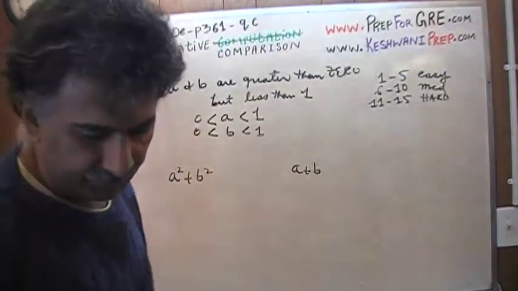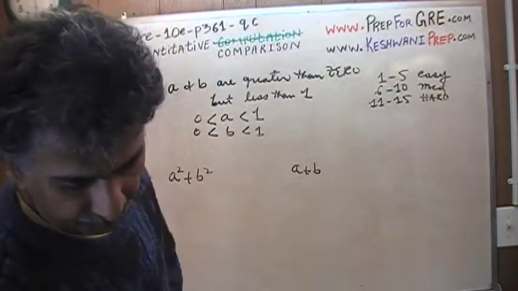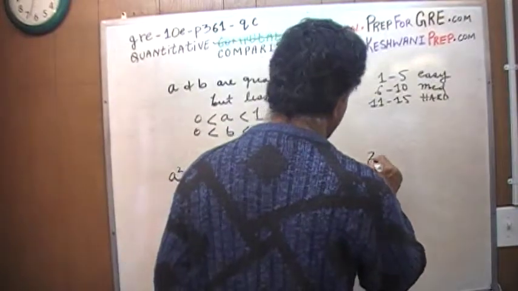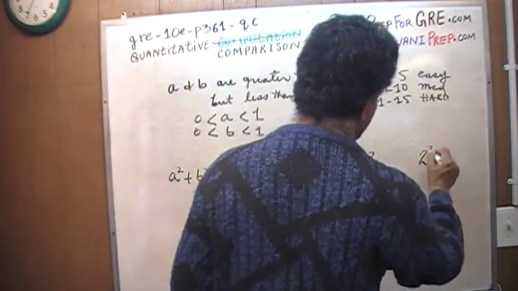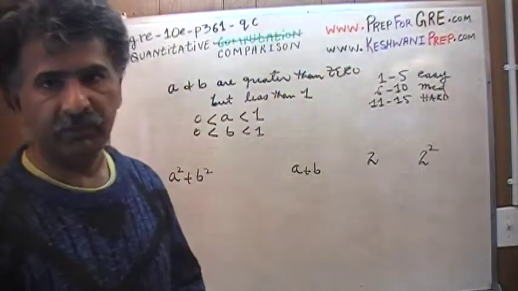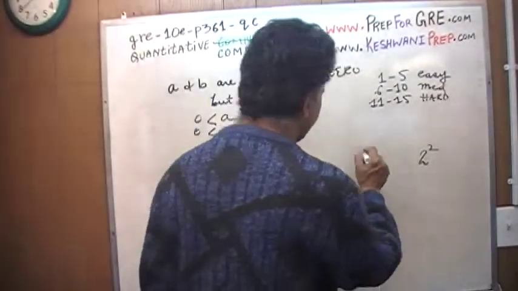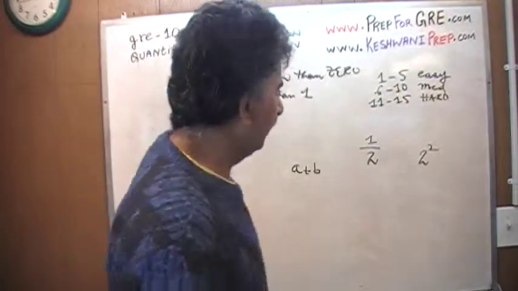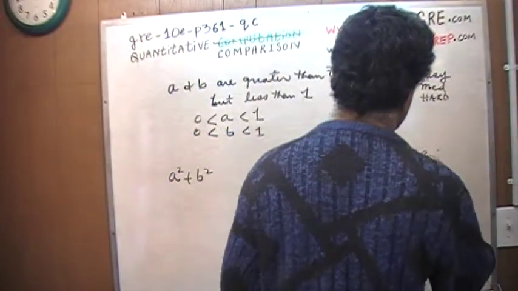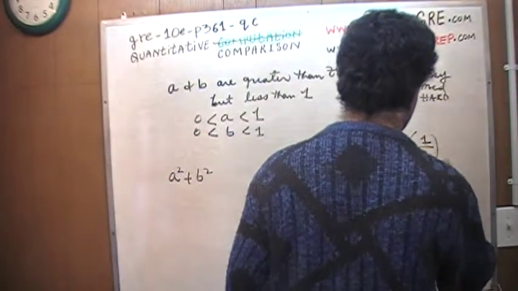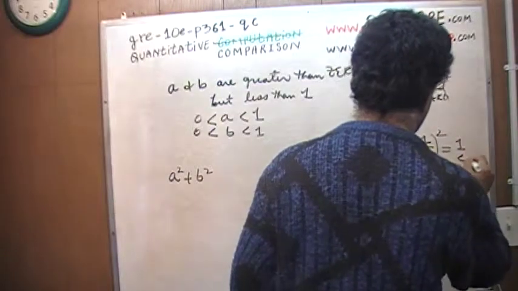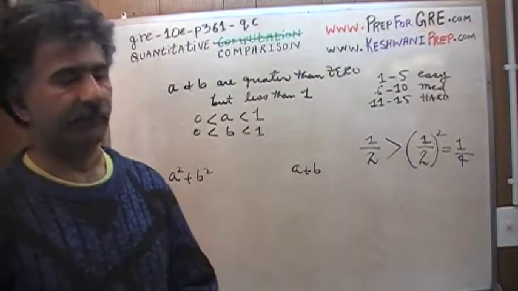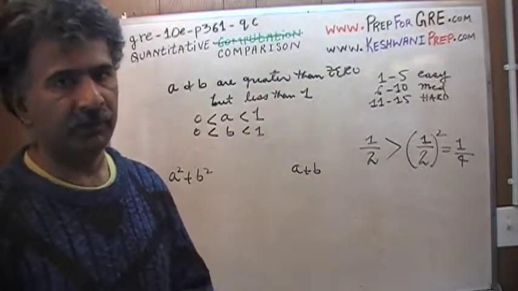The concept that they're testing here is what happens if you have a fraction and you square it. Ordinarily, if you have a number and you square it, it gets bigger. 2 squared is bigger than 2. But what happens if you have a fraction? When you square a half, you end up with 1/4, which is less than 1/2, obviously. That's all they're testing here.